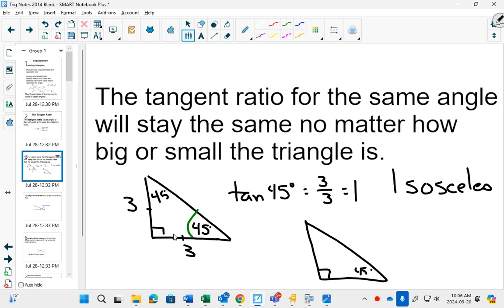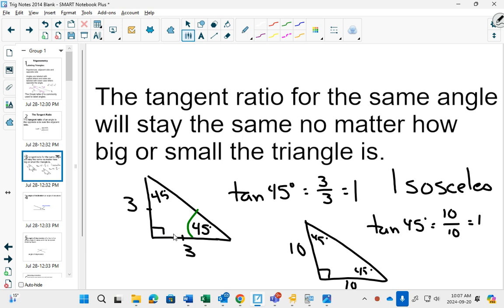Now, if I took that same triangle and I made it bigger, kept the angles the same, they're both 45 and 45, but now I made this bigger and made it 10. Would you agree this side would have to be 10 too because it's an isosceles triangle? And now, if I did tan of 45 degrees, I would get opposite of 10 over adjacent of 10. Do you see that it's 1 again?